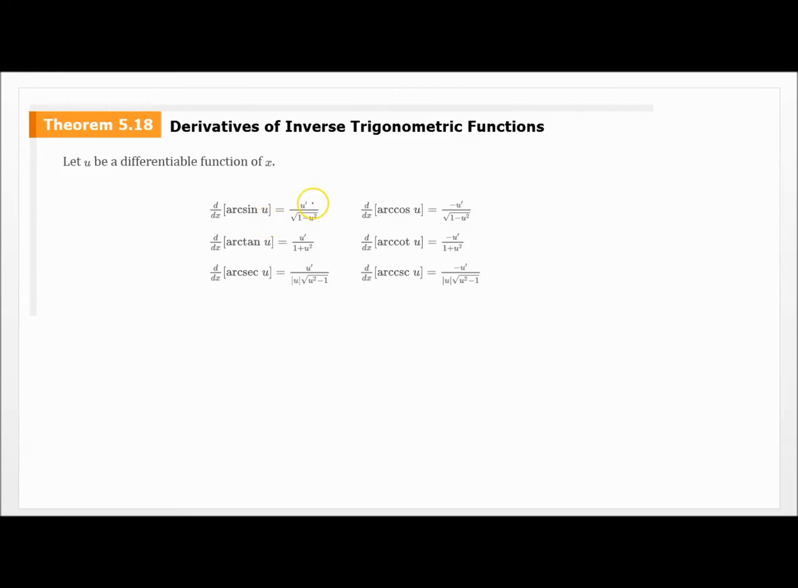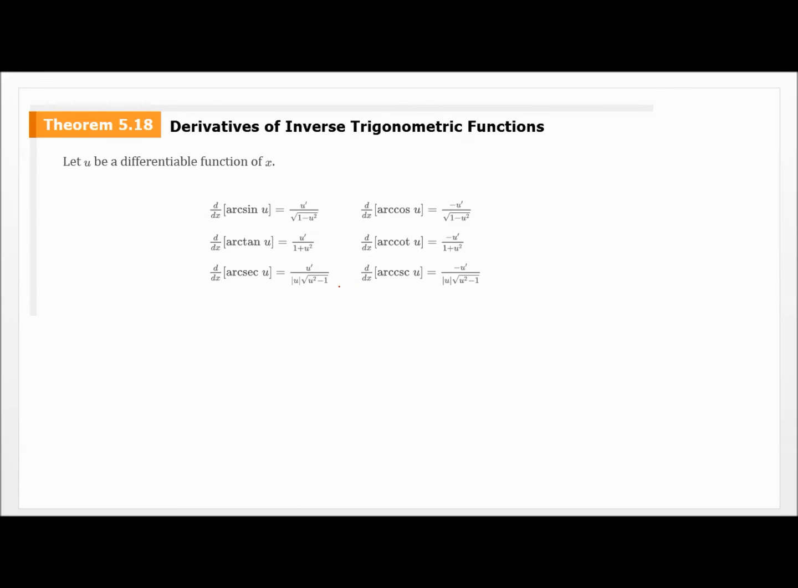And your answer is going to be the derivative of u, so the derivative of the inside of your arc or your inverse trig function over the square root of 1 minus the argument inside the trig function squared. So that's arc sine, whereas arc tangent, again, the derivative is the derivative of your argument of arctangent or inverse tangent over 1 plus that argument squared. And then arc secant, again, is the derivative in the numerator of the inside of your inverse function over the absolute value of the inside of your inverse function times the square root of that inside squared minus 1.